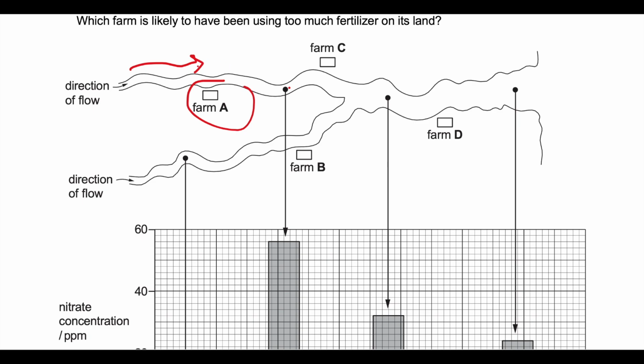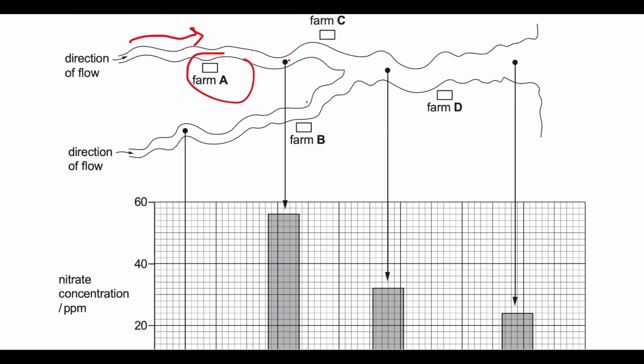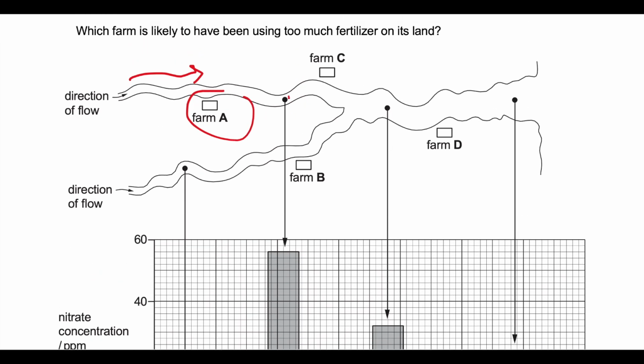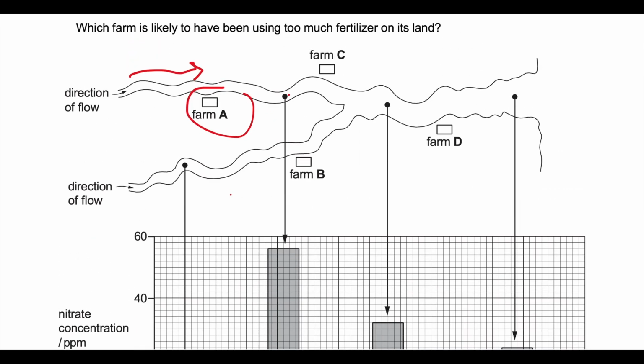I'll tell you. Once farm A uses a high amount of fertilizers, it increases the nitrate concentration in the river through surface runoff and leaching. Because this farm used too much fertilizer, part of it, the nitrate, will be released. That's why we have this area with farm B and farm C with high concentration of nitrate. So the right answer is farm A.